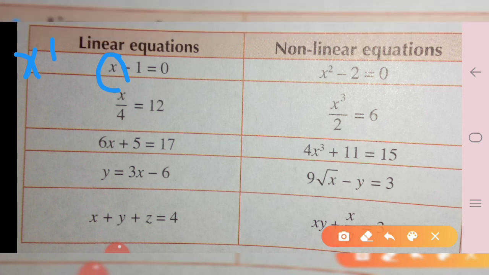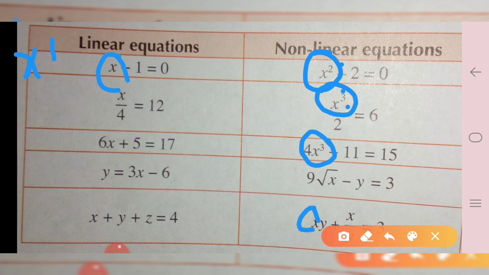But if you see non-linear equations, what happens is that they are equations in which there are powers of x more than 1. You can see here the power of x is 2, here the power of x is 3, here the power of x is 3 again, power of x is 1. So basically non-linear equations are those equations in which x power is more than 1. Fine. So we will look at linear equations in detail in the next videos inshallah.